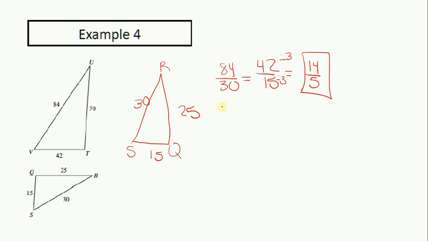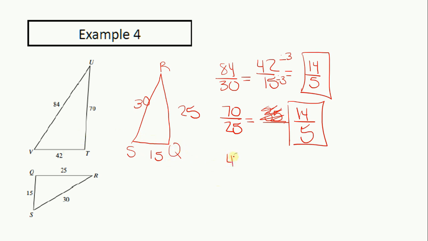Let's check the other ones. So we got 70 over 25. That'd be 35. Oh, I can't divide them both by 2. That won't work. But I can divide them both by 5, which would be 14 over 5, right? Because 70 divided by 5 is 14. So that one's good. Let's check the other one. So 42 over 15. I know they can both divide by 3, because I did that above there. So that would be 14 over 5 as well.